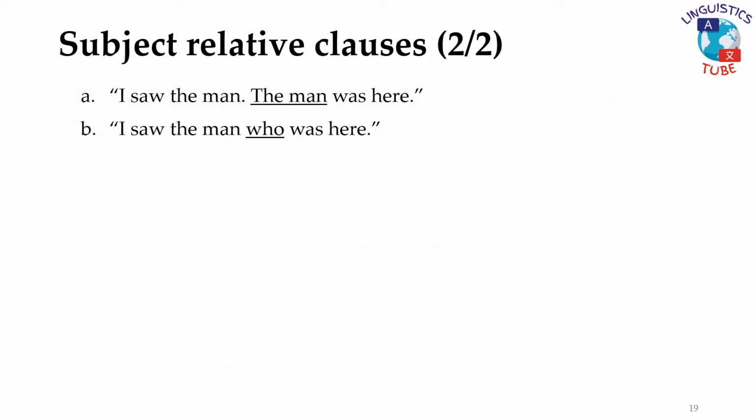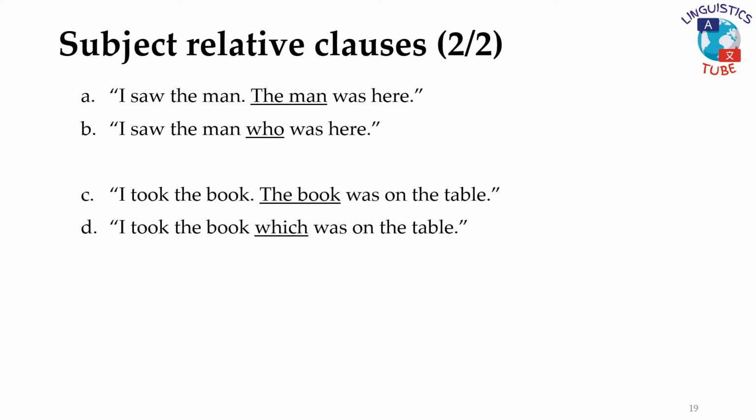Here is an example. In sentence A are the two full sentences. I saw the man. The man was here. The subject of the second sentence is underlined. When converted into a main clause and a relative clause, I saw the man who was here, the subject of the second sentence becomes the relative pronoun who. Thus, the two underlined words in sentence A and sentence B refer to the same entity. So the man is the antecedent of who.